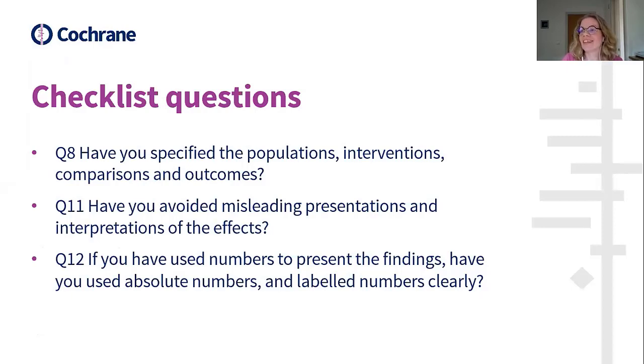So the checklists that are relevant to this particular module are: have you specified the populations, interventions, comparisons, and outcomes? Have you avoided misleading representations and interpretations of the effects? And if you've used numbers to present the findings, have you used absolute numbers and labelled the numbers clearly?